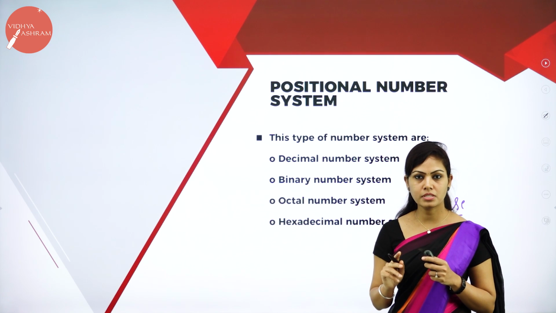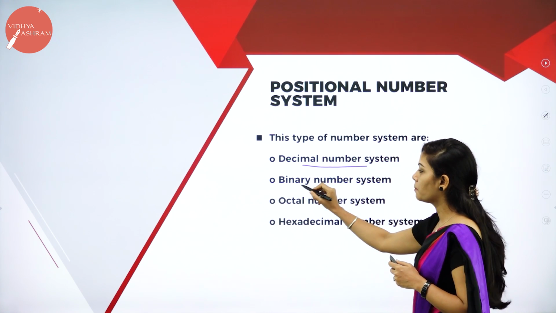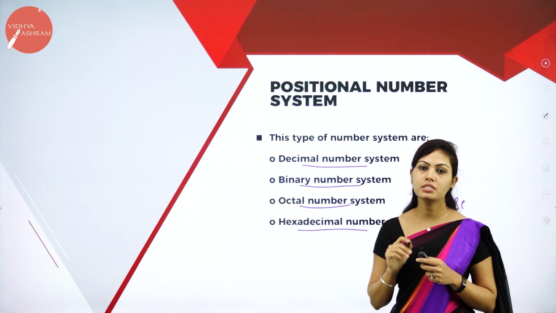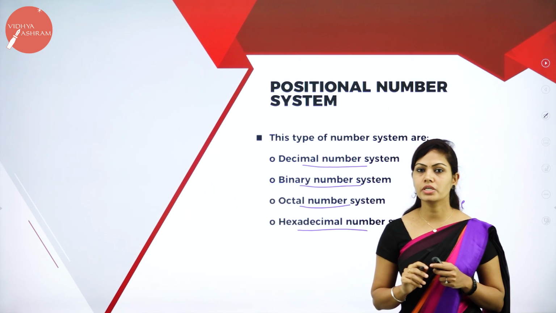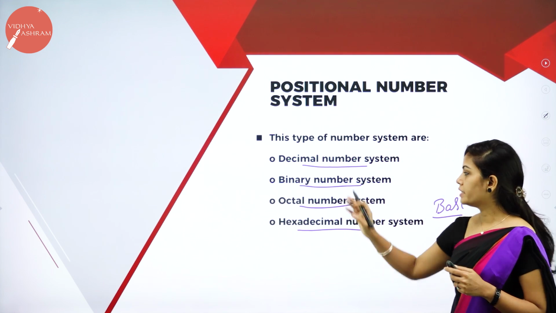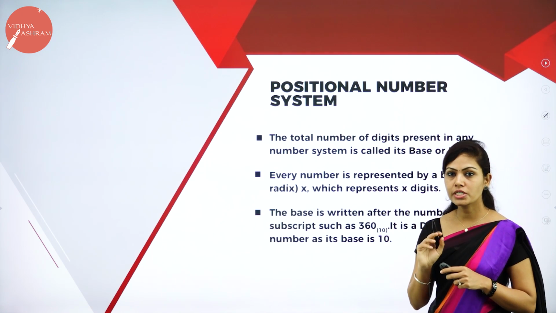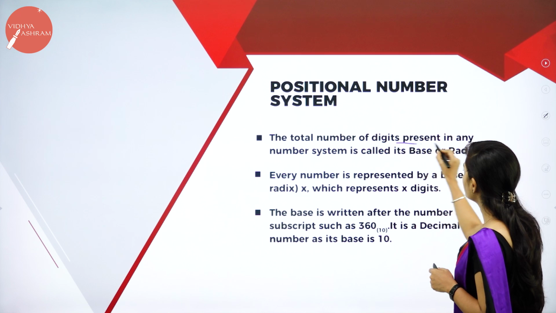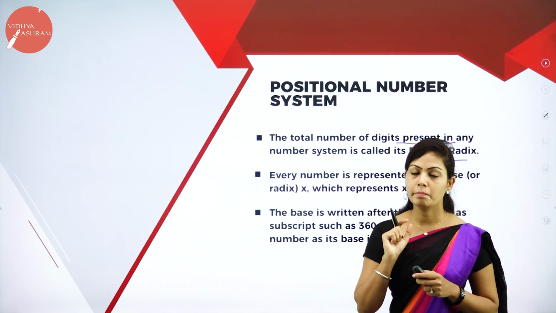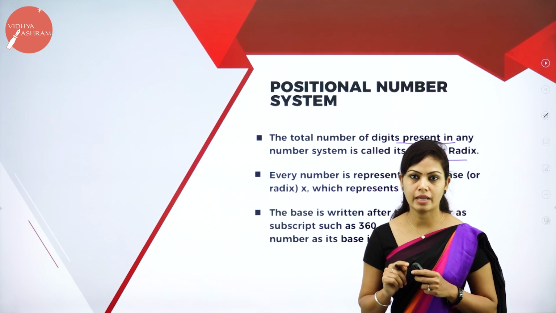In positional number system, we have 4 different types, that is decimal number system, binary number system, octal number system and hexadecimal number system. Very important question, what are the types of positional number system? Decimal, binary, octal and hexadecimal. And in positional number system, the number of digits present in any number system is called as base or radix. Base value is also known as radix and subscript value.